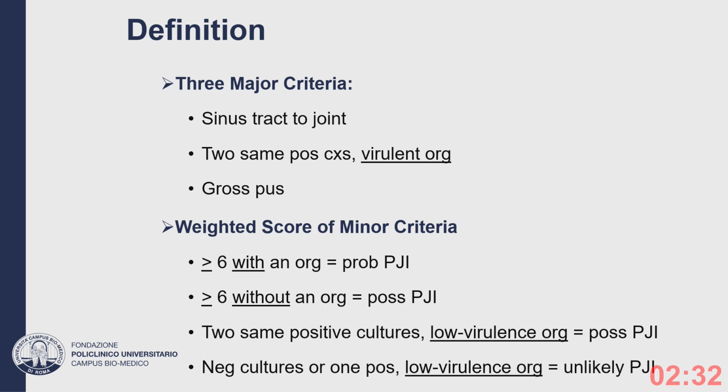So, sinus tract to joint, two same positive cultures of virulent organisms, and gross pus. For the weighted score of minor criteria, more than 6 with an organism, it's probably a PJI. Without more than 6, without an isolation of a bacteria, is a possible PJI. Two same positive cultures of a low virulence organism is a possible PJI. Instead, negative cultures or one positive of a low virulence organism is an unlikely PJI infection.